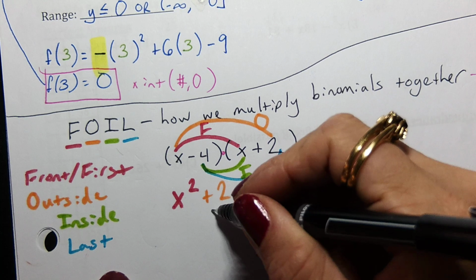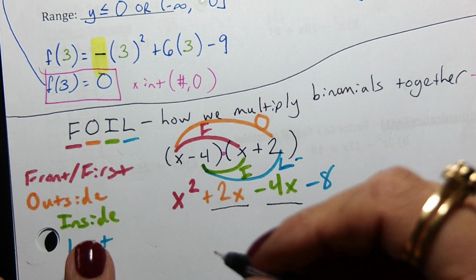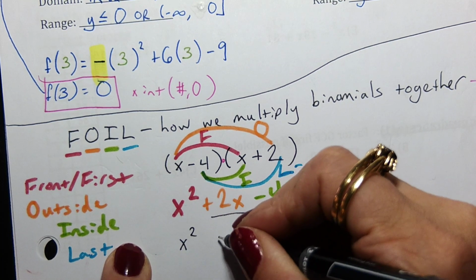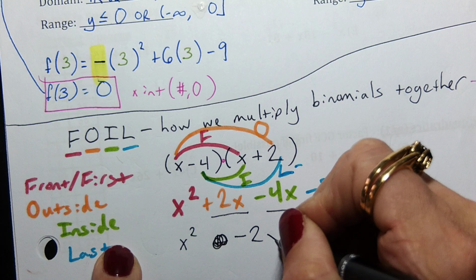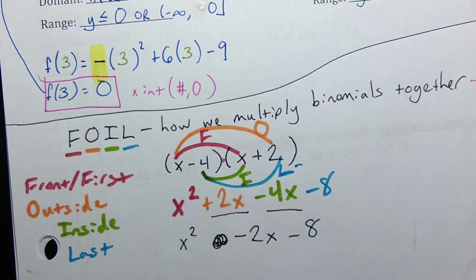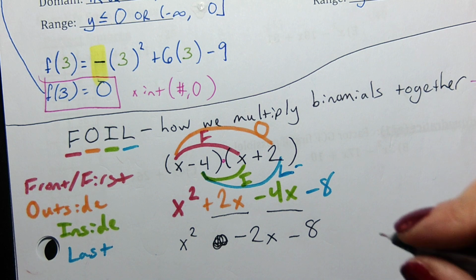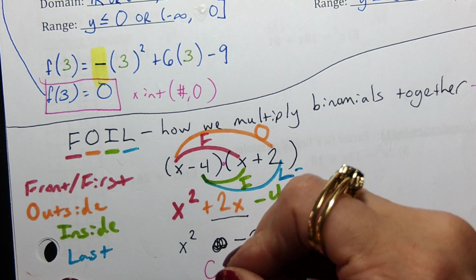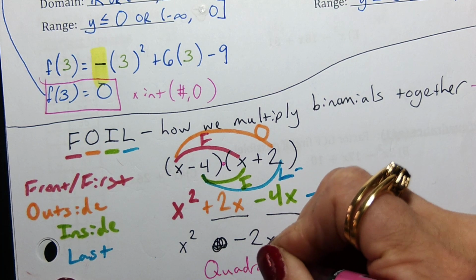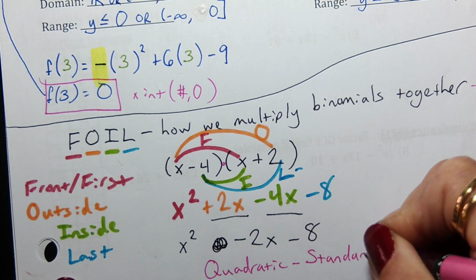So our final answer, because we can combine those like terms together: if I have 2x minus 4x, how many x's do we have? Not a plus. Negative 2x minus 8. And there we have it. We have a quadratic in standard form. So quadratic standard form.